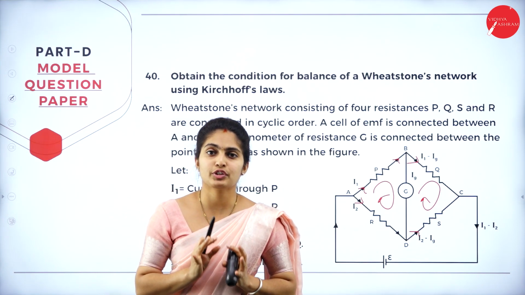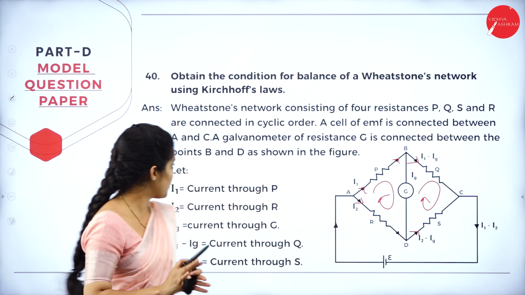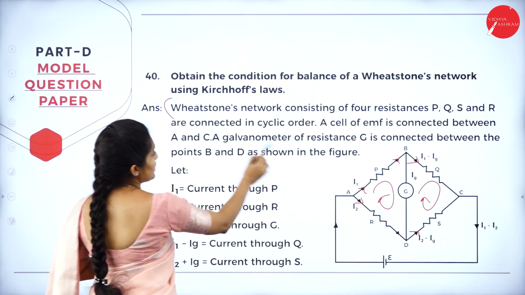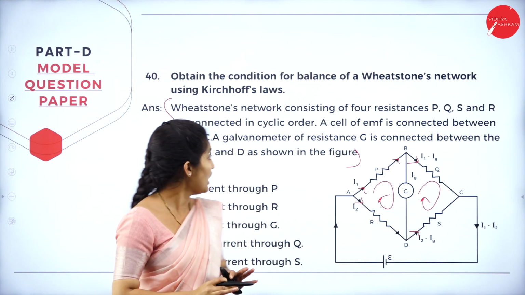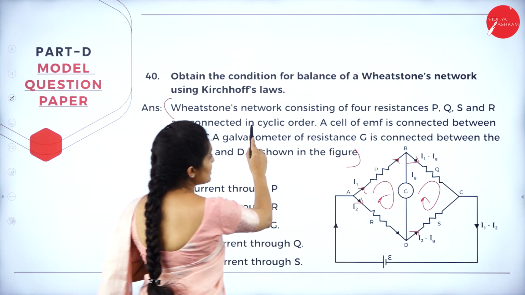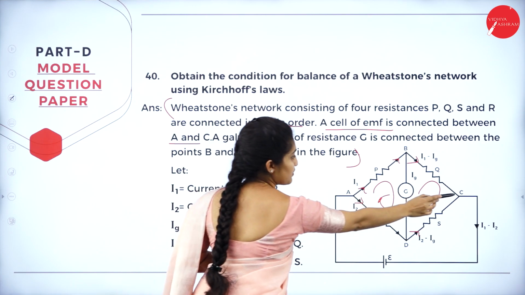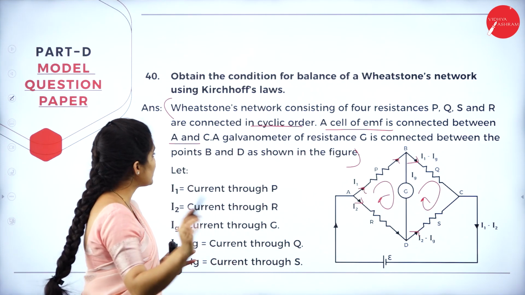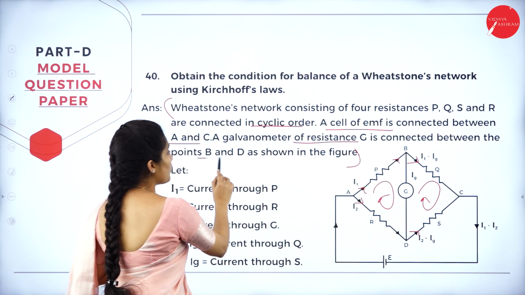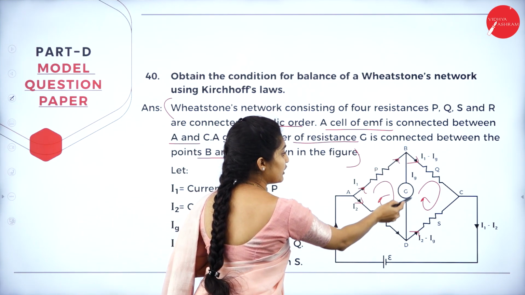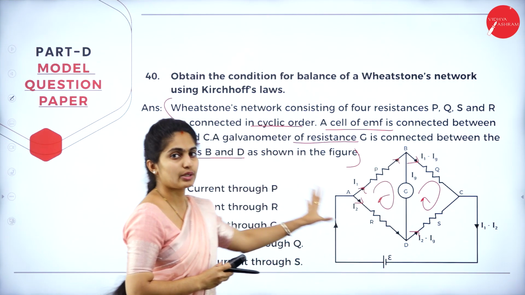The direction, whatever you consider, will have to be mentioned within the Wheatstone's network. Next, just give the description of the Wheatstone's network. It consists of 4 resistances P, Q, R, S, connected in a cyclical order. A cell of EMF is connected between A and C. This is A as well as C. Marking has to be a must. A galvanometer of resistance G is connected between the points B and D as shown in the figure. So the galvanometer is connected between point B as well as D. So there ends your description and diagram.